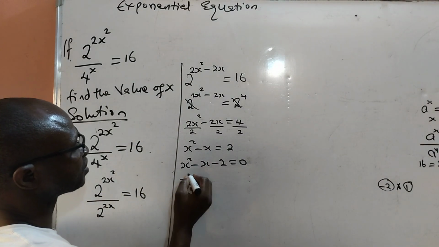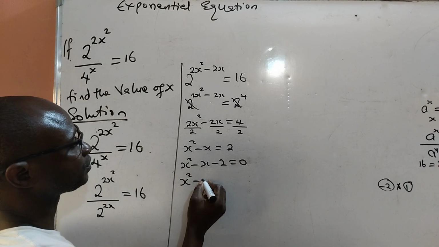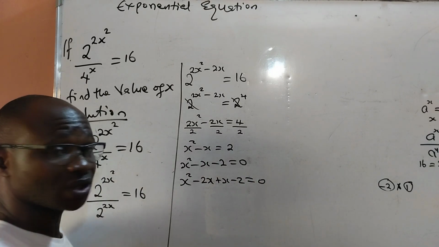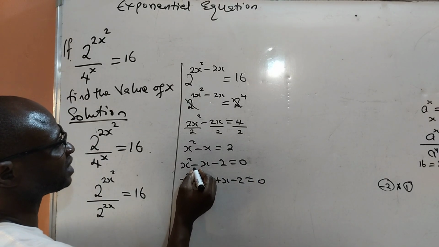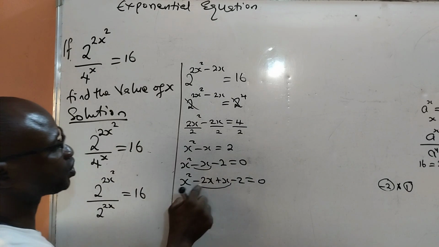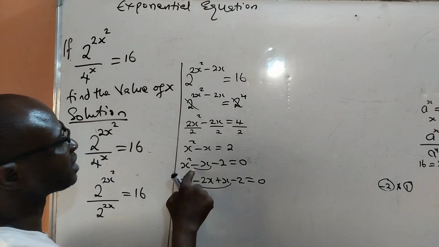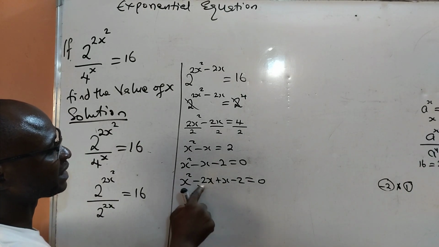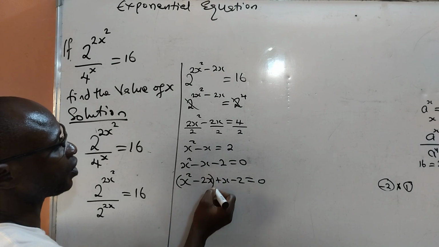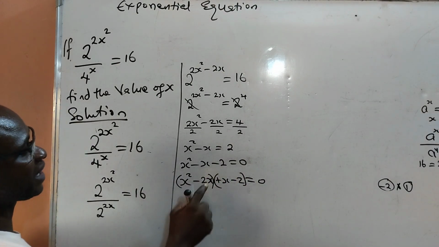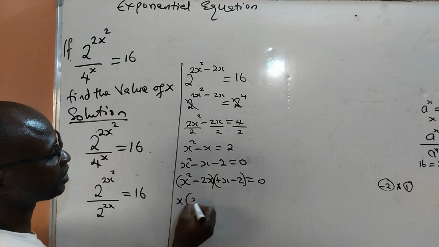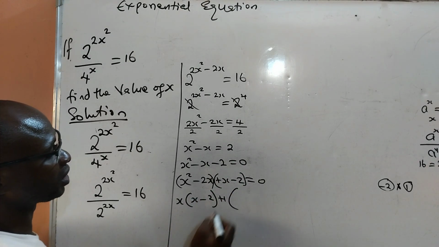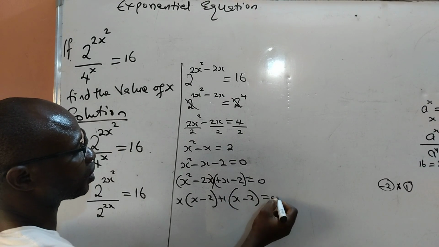So I have x² minus 2x, then plus x minus 2 is equal to 0. What I have done is that I have replaced this minus x with the minus 2x plus x, which is the same thing as minus x. Alright, now I can put them into brackets to factor what is common. So in the first bracket, what is common is x, leaving me with x minus 2. In the second bracket, what is common is plus 1, leaving me with x minus 2 equal to 0.